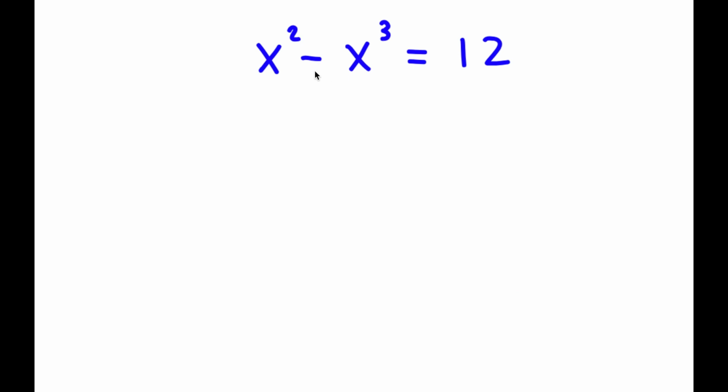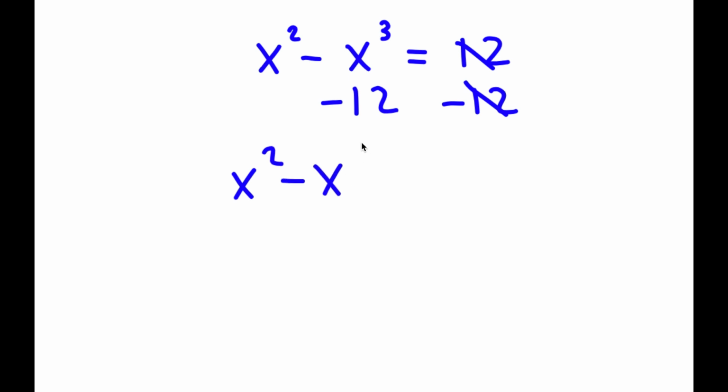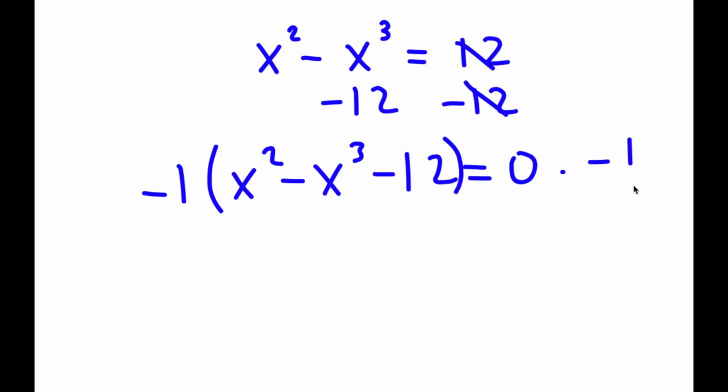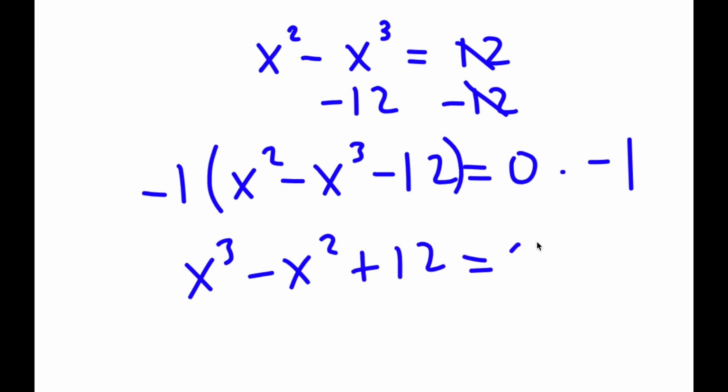Alright, so in this problem, I have x squared minus x to the power of 3 is equal to 12. So to solve this, I'm going to first start by subtracting 12 on both sides. So now I have x squared minus x to the power of 3 minus 12 is equal to 0. Now I'm going to multiply both sides by negative 1. So now I have x to the power of 3 minus x squared plus 12 is equal to 0.